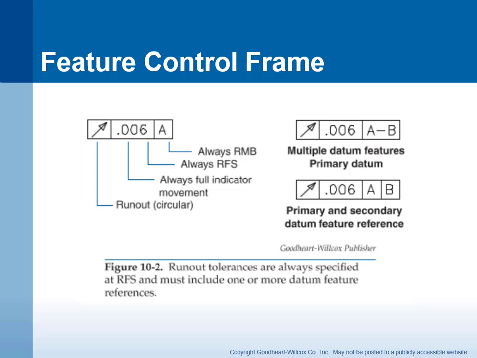For the feature control frame for a circular runout, it looks like this. We have our symbol, which is runout. The tolerance here is always a full indicator movement tolerance, and it's always RFS, regardless of material boundary, always. Now, multiple datum features are permitted. This is when we use a compound datum. And we can also use two primary and secondary datums. I'll show you about that.